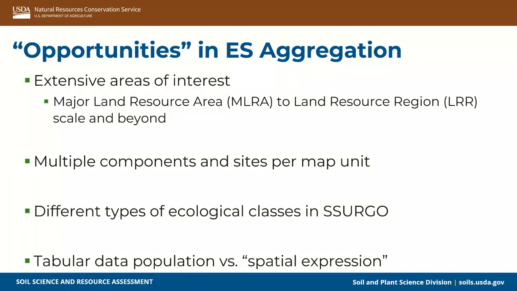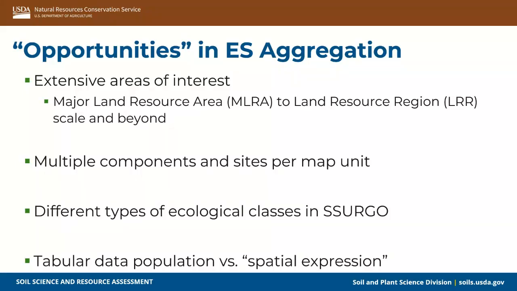Furthermore, we have multiple components and in some cases, multiple ecological sites per map unit. This many-to-one relationship requires being a little bit careful about how you do the aggregation and whether you're sort of missing part of the story when you do a dominant condition or a dominant component aggregation. On top of that, we also have different types of ecological classes that are exported to our SERGO product. So it goes beyond just ecological sites.